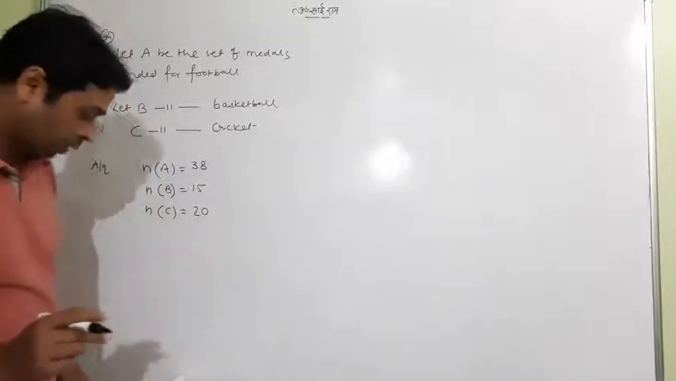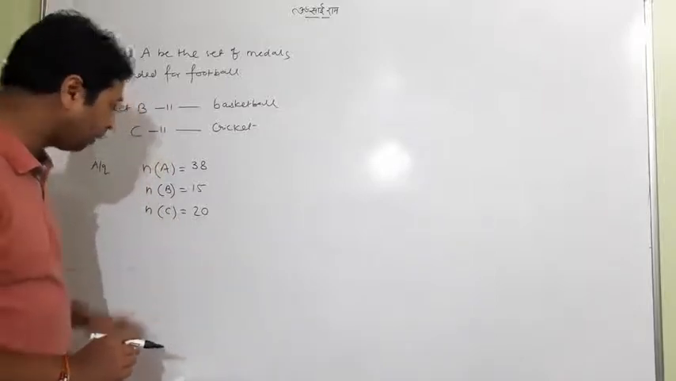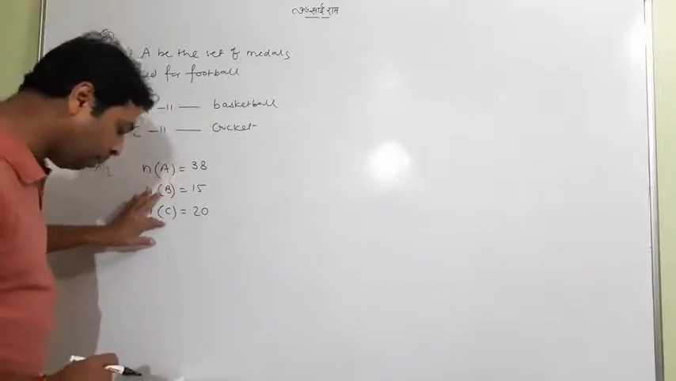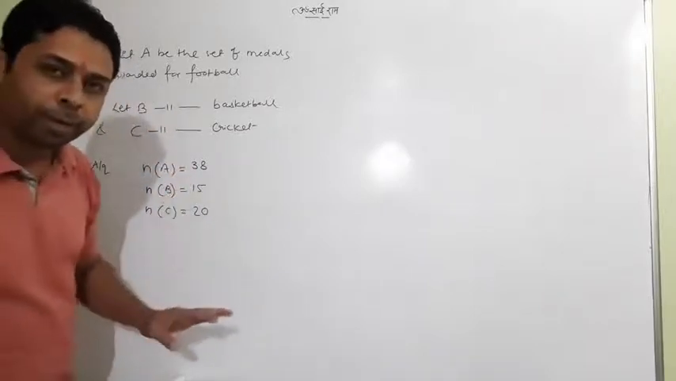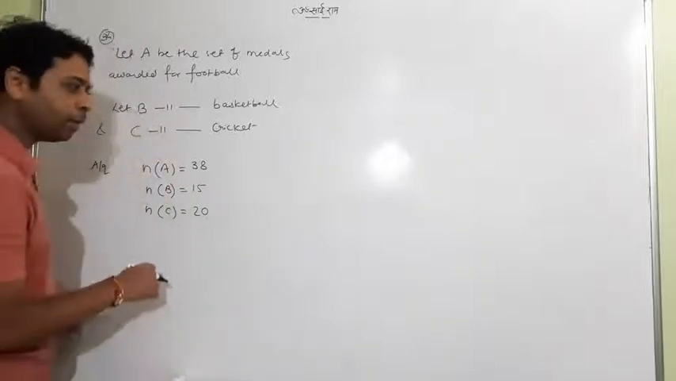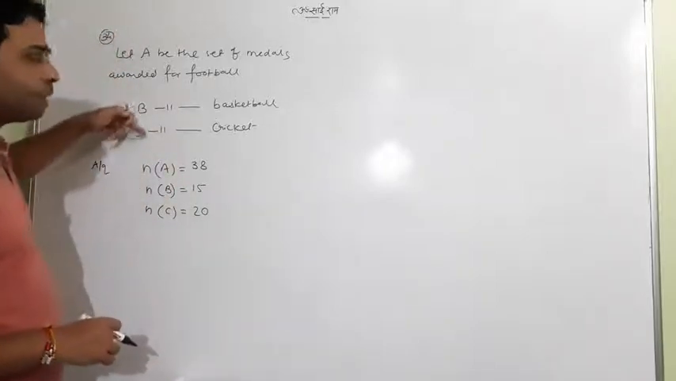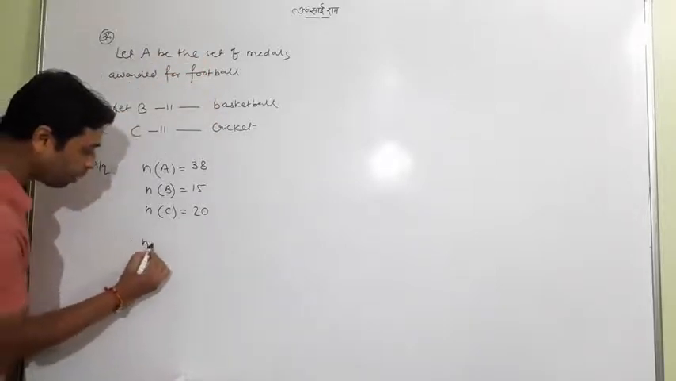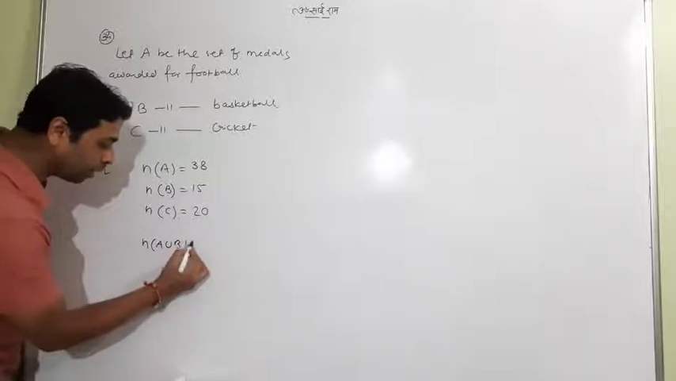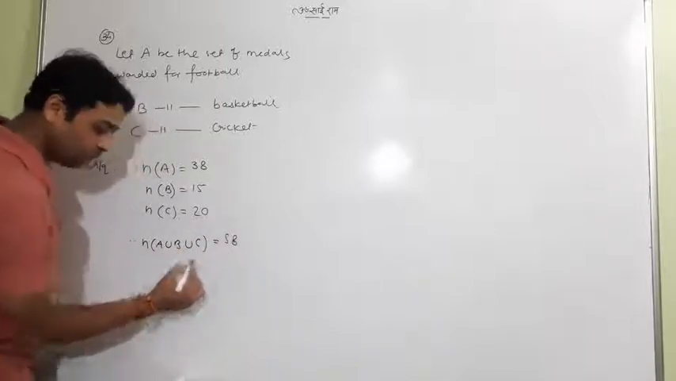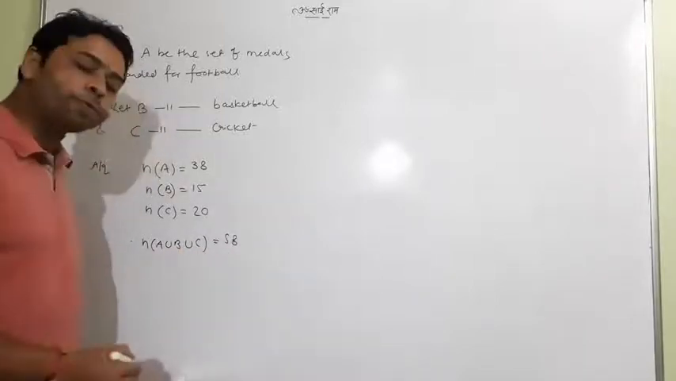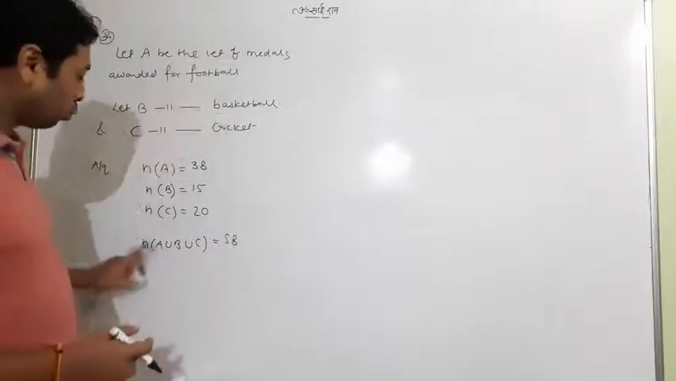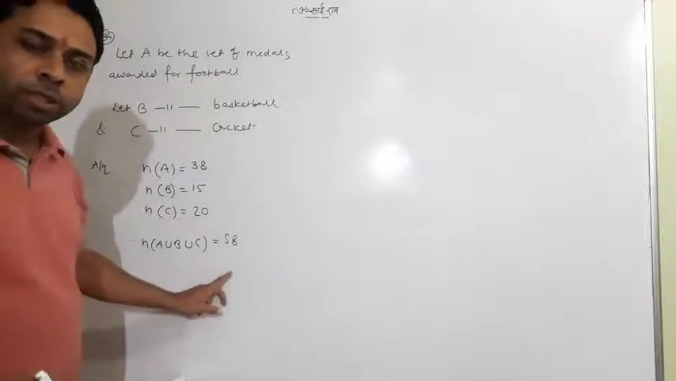The first sentence says a college awarded 38 medals in football, 15 in basketball, 20 in cricket. And these medals went to a total of 58 men. What is the meaning of total 58 men? Total means in all the 3 games: football, basketball, cricket. Meaning the total number of medals is only 58, because total 58 medals are awarded in all the sports. So total means A union B union C is equal to 58.